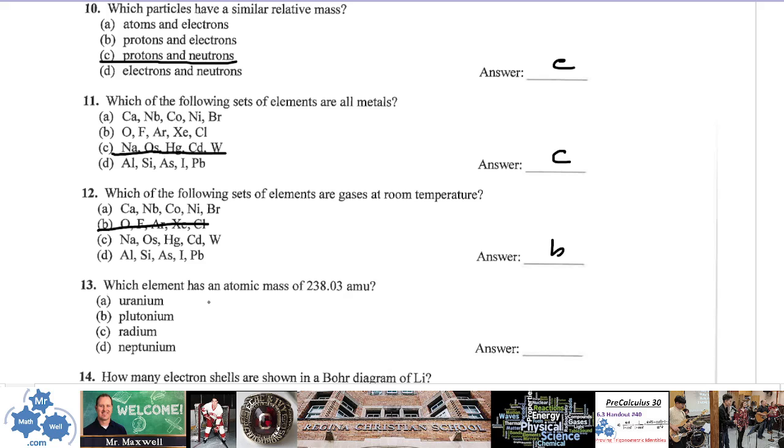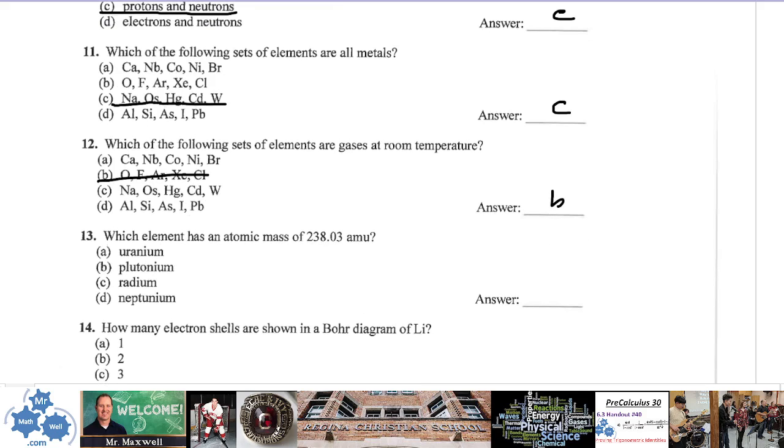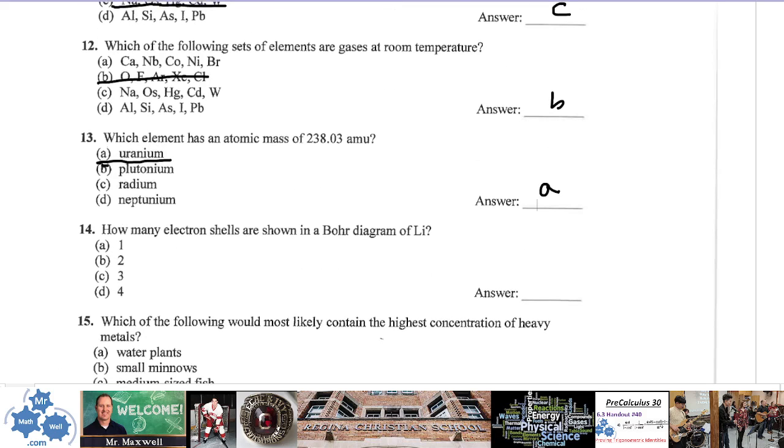So, okay, 13. Which element has an atomic mass of 238? Uranium, that's right. Very radioactive. Uranium-238. So you would check your periodic table for a lot of these ones, right?